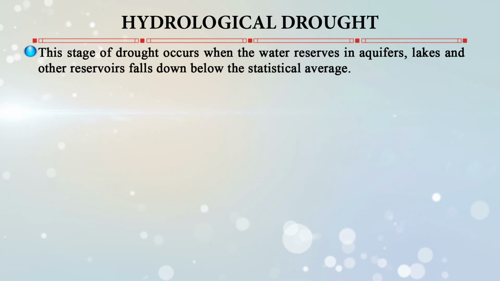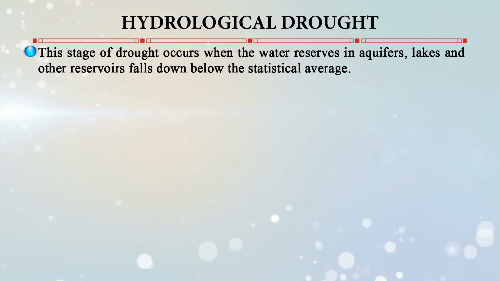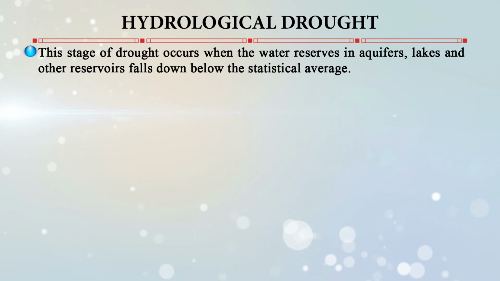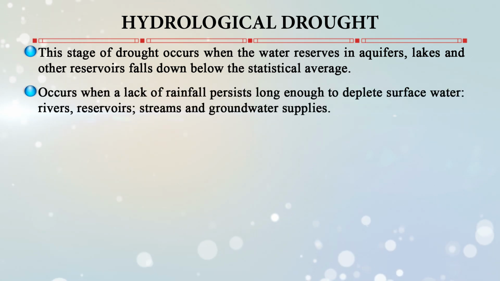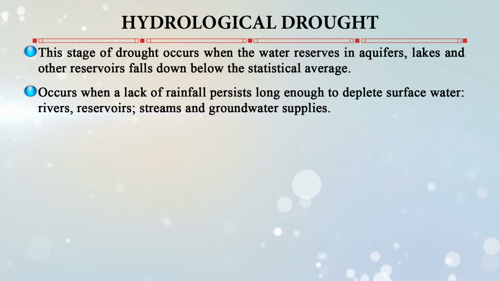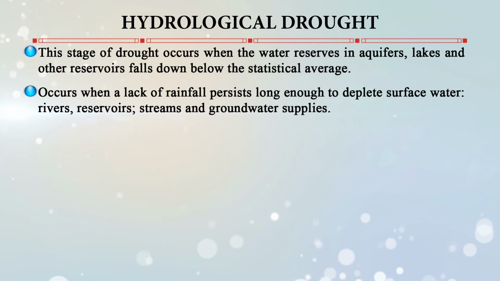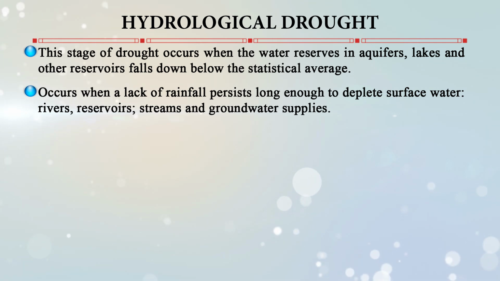So when the water reserves in the aquifers, lakes and other reservoirs fall below the statistical average, then drought occurs. It can also occur when there is a lack of rainfall that persists long enough to deplete the surface water, the rivers, reservoirs, streams and also the groundwater supplies.